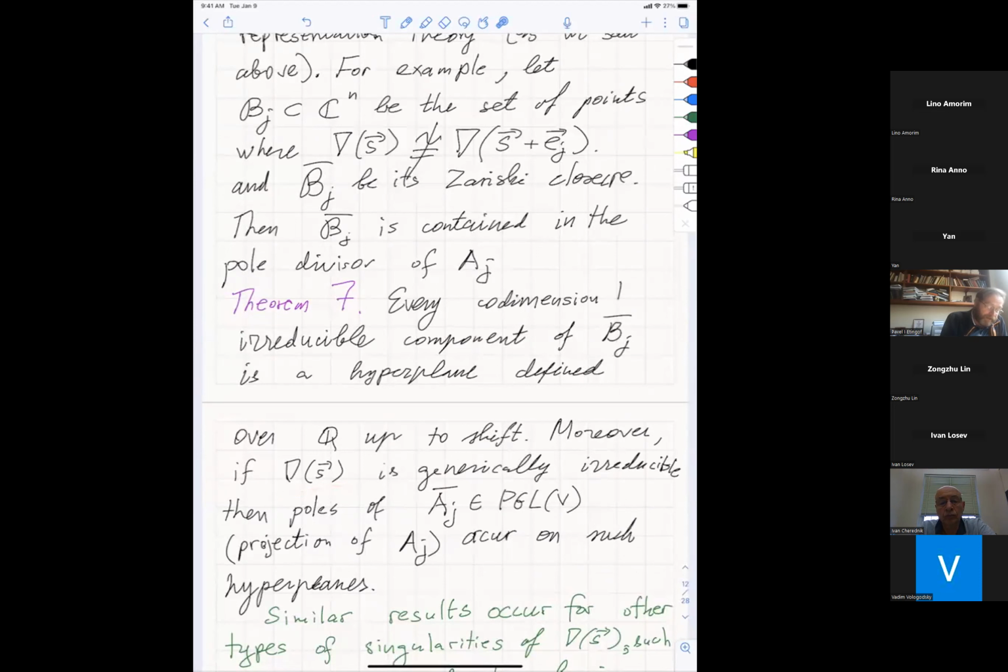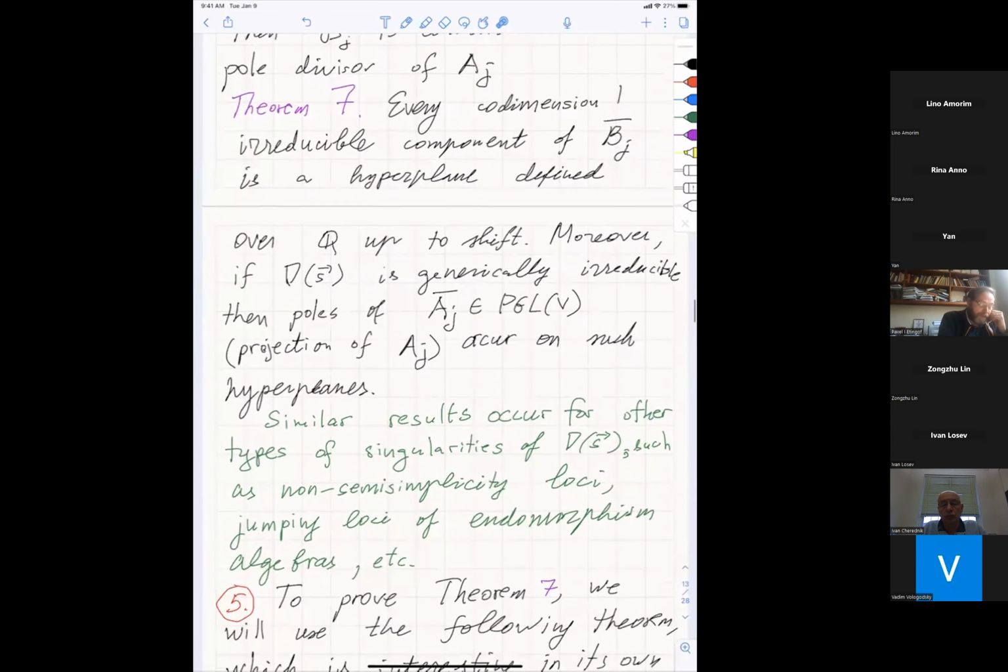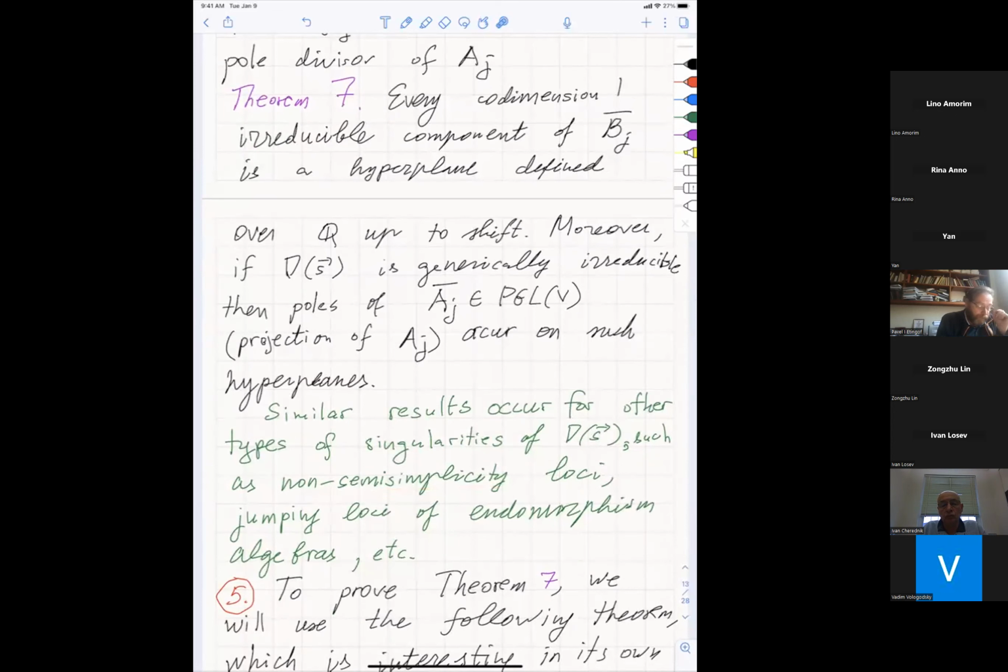Moreover, if nabla of S is generically reducible, then poles of Aj bar, when you project it to PGLV, because of course you can multiply by any scalar function and that tells you nothing, but the canonical thing is projection to PGLV, and this projection can have poles only on hyperplanes like this. And similar results occur for other types of singularities of nabla of S, such as non-semi-simplicity loci, where it is not semi-simple, or jumping loci of endomorphism algebras, where the endomorphism algebra becomes bigger, or something like that. So all of them obey this very restrictive rule that singularities must occur in hyperplanes.